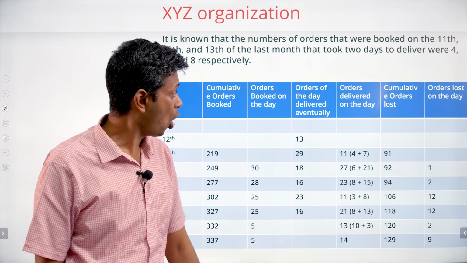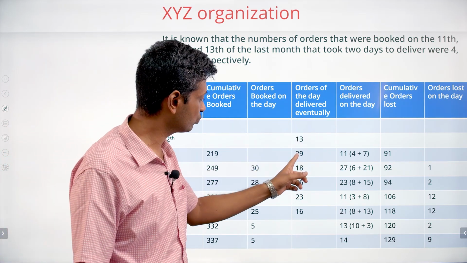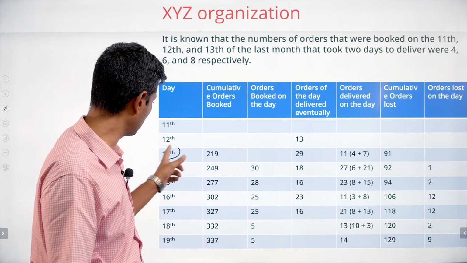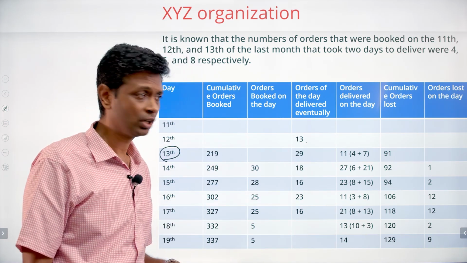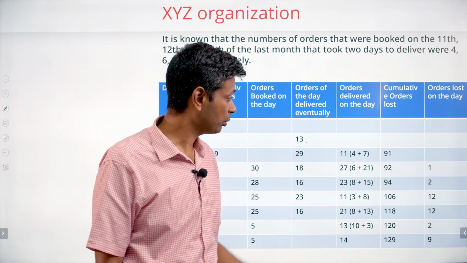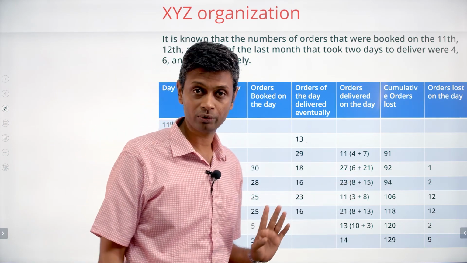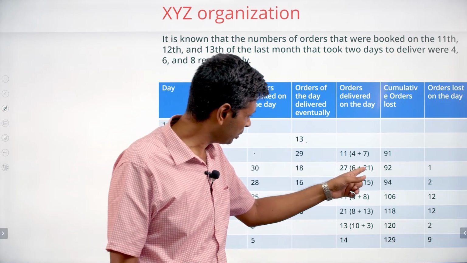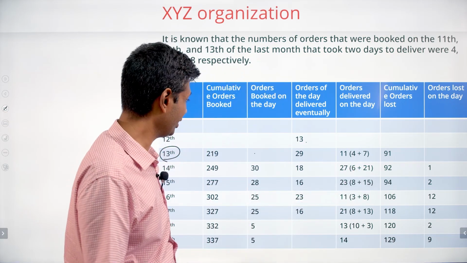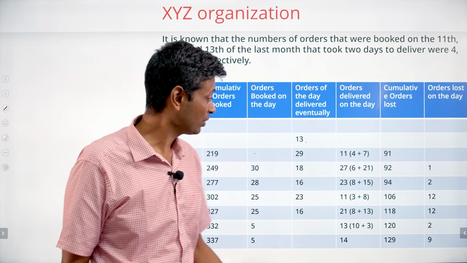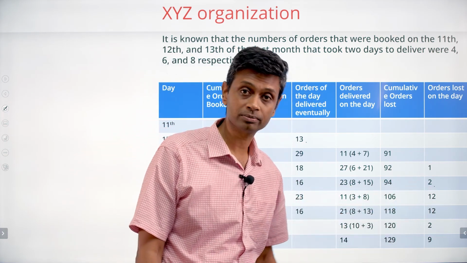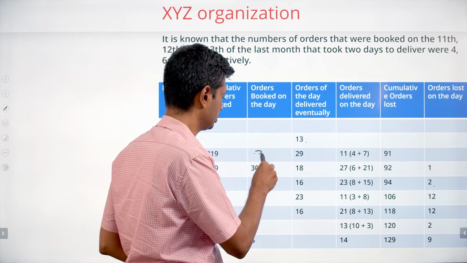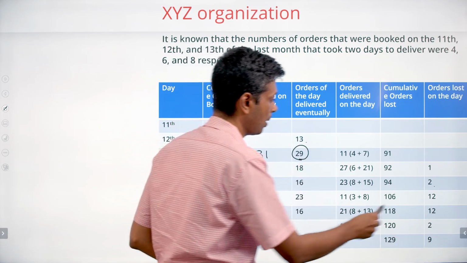Now let's see this. Orders delivered eventually, 29 and 13. Orders delivered eventually for 13th. Whatever was booked, 29 were delivered. 21 was delivered on 14th, 8 were delivered on 15th. Brilliant. How many were booked? So 21 were delivered on 14th, 8 were delivered on 15th, and then 2 were marked as lost at the end of 15th. That means what should have been booked here is 31. 29 plus 2.